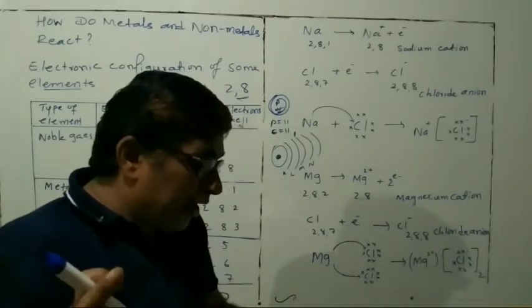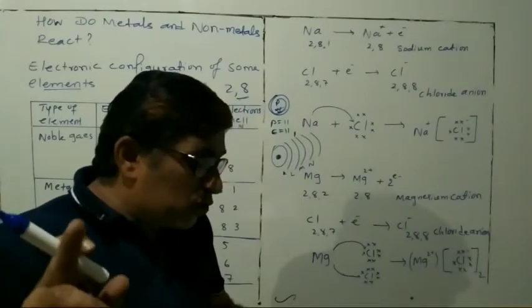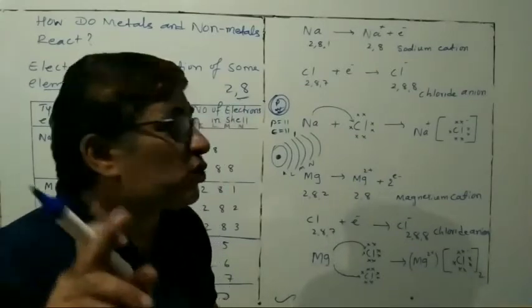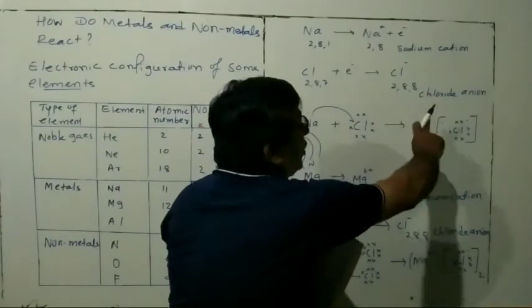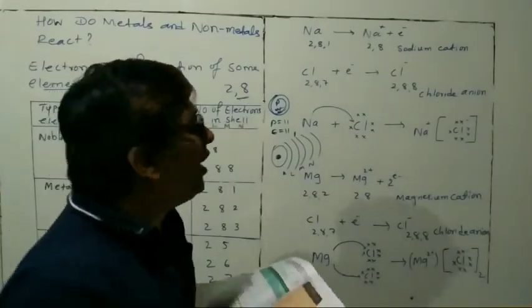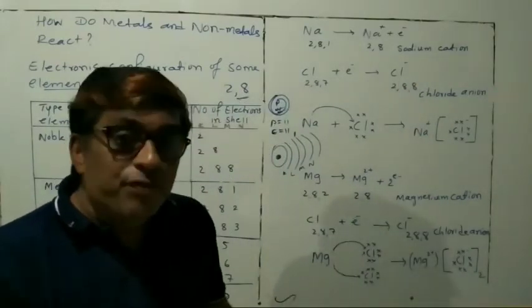It requires one more electron to complete its octet. So then it becomes a negative ion. So that's why we are not saying chlorine ion, we are saying chloride ion. So it is 2, 8, 8.